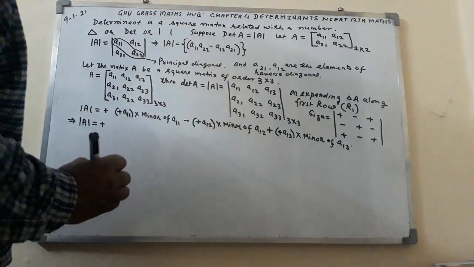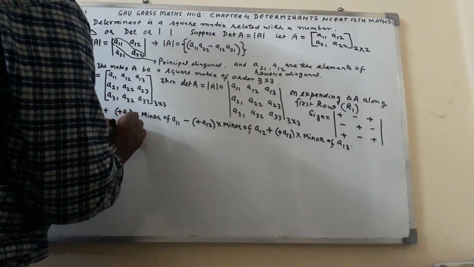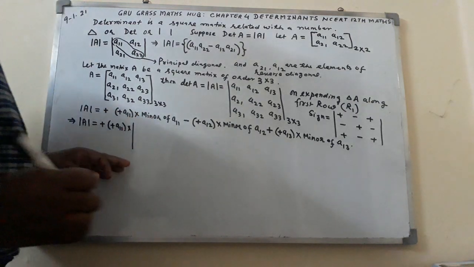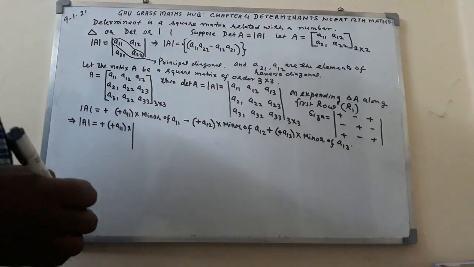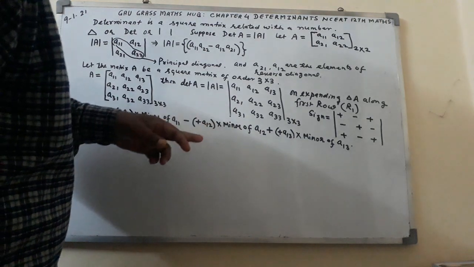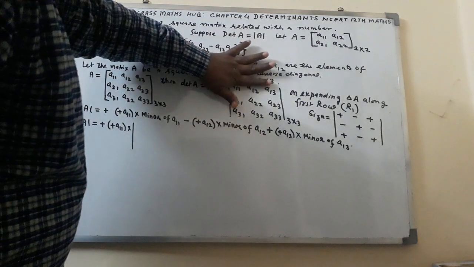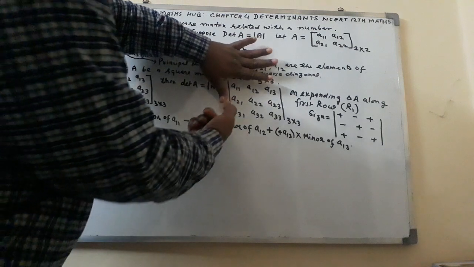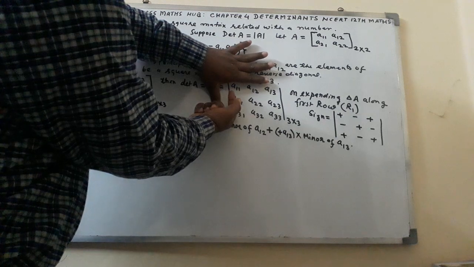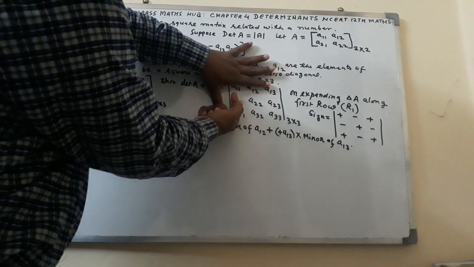plus, here write in bracket plus A11 multiply to minor of A11. A11 का minor I shall take from this place. In order to get the minor of A11, first row will get hidden and first column will get hidden, in order to get the minor of A11.